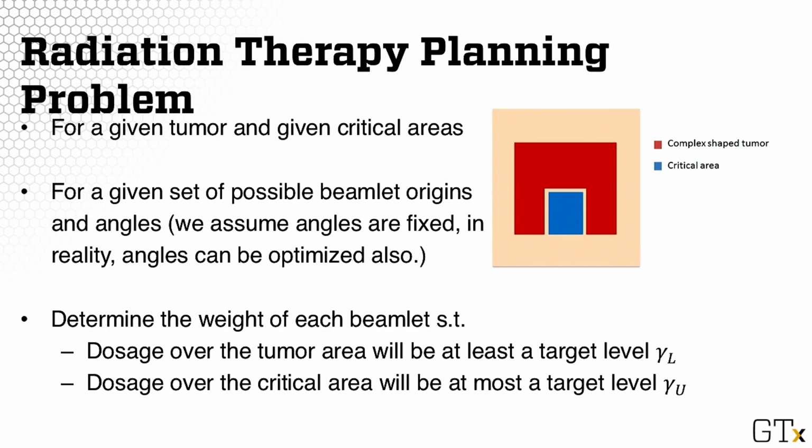The optimization problem for us is to determine how much radiation each beamlet should radiate, or in other words, the weight of each beamlet, so that the total dose over the tumor area will meet a certain target level, and the total dose over the critical area cannot be too high, cannot be more than a certain target level. So this is the radiation therapy planning problem.